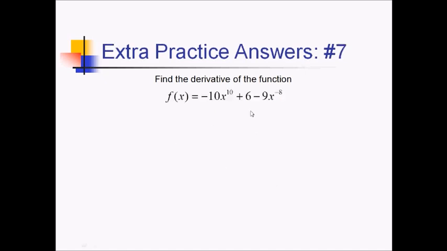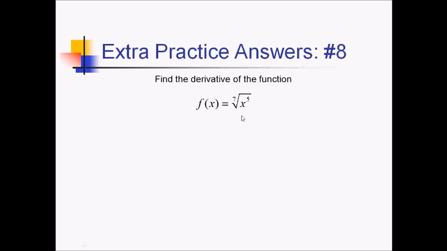To find this derivative, I'm going to take my power rule going left to right. So we've got negative 100 x to the 9th. 6 is just a constant, so that derivative is 0. Next, we've got negative 8 and negative 9. That's positive 72, x to the negative 8 minus 1 is negative 9th power.